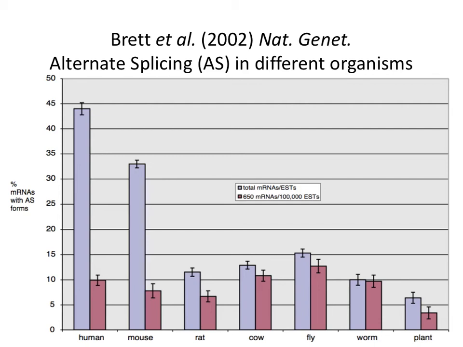Do you see any correlation between the organisms that are up here and the organisms that are down here that don't do very much alternative splicing? Seems like there's a trend, sort of. More alternative splicing on that side, less over here. Maybe not.